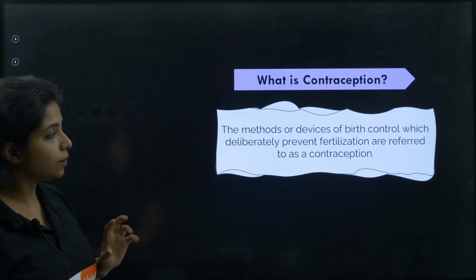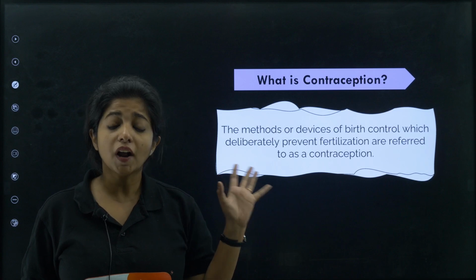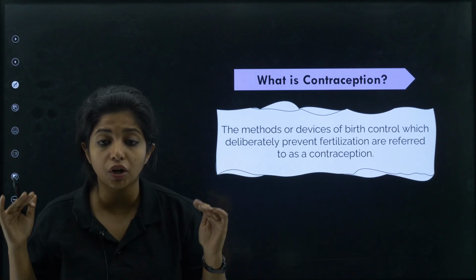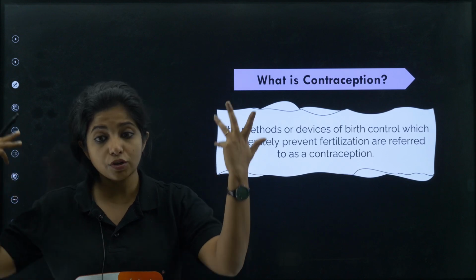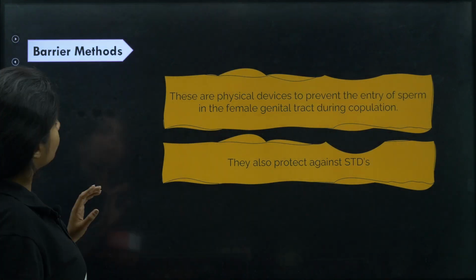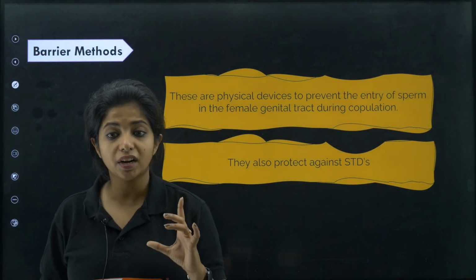Okay. Now over here, what is contraception? That is another term. Contraception is basically a method or a device that can be used for birth control. We do not want more births because the population is going high. So we want a birth control mechanism, and that is contraception. So the first method under contraception is the barrier method.